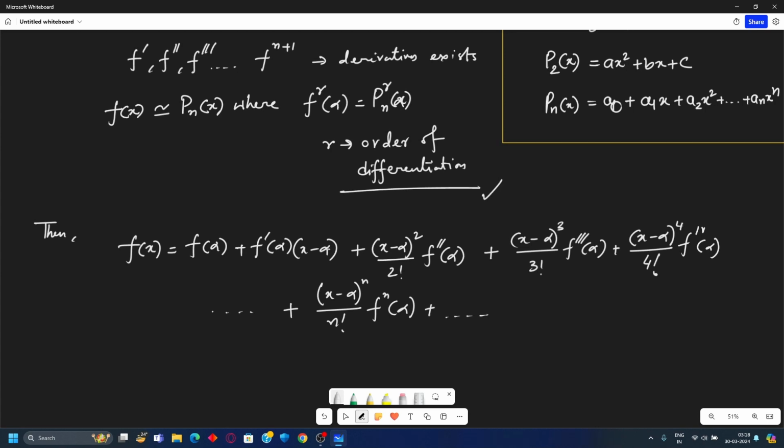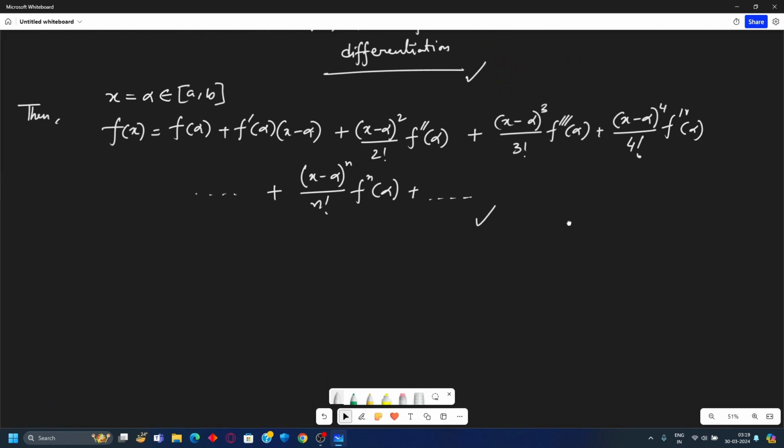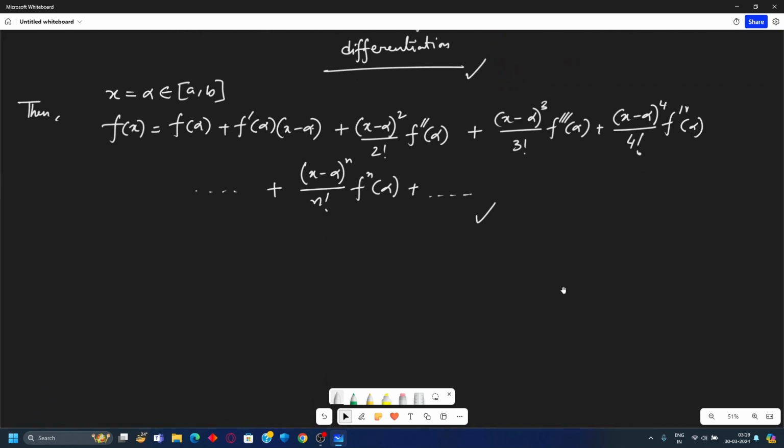Okay, this is our Taylor series expansion at x equal to alpha, where alpha belongs to the interval a comma b. That is our Taylor series expression. Is it okay? Now, these are just basic ideas, but mainly in this class we will discuss Taylor's approximation and error bound.